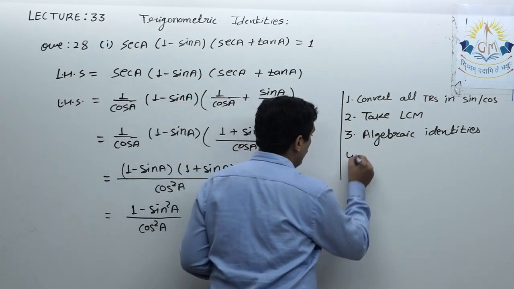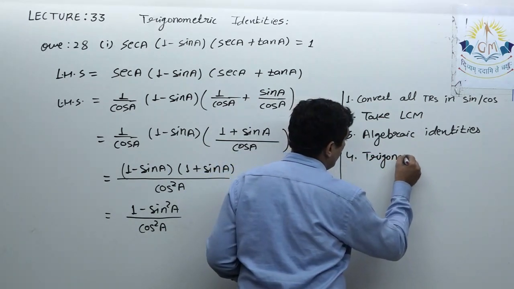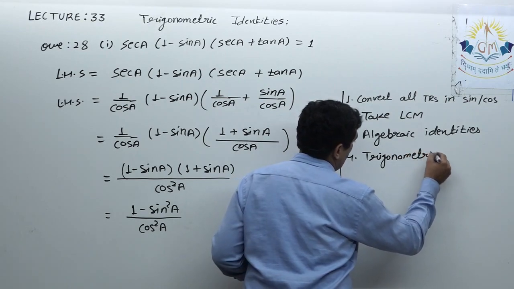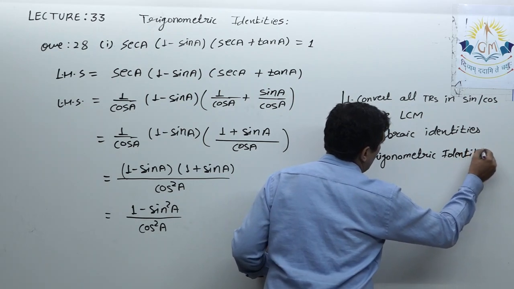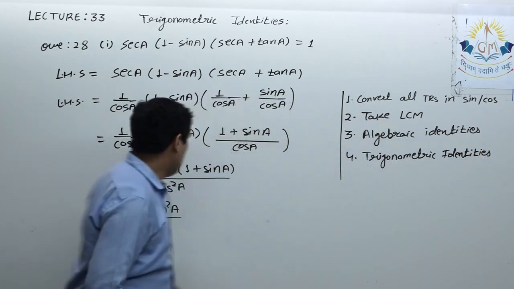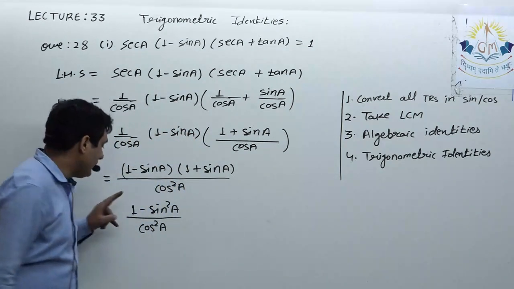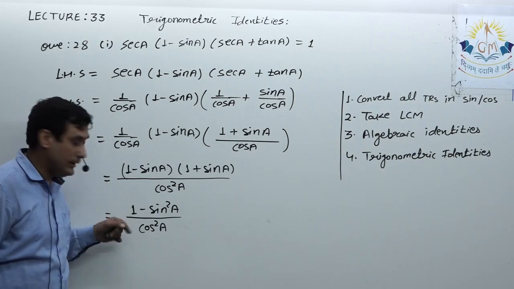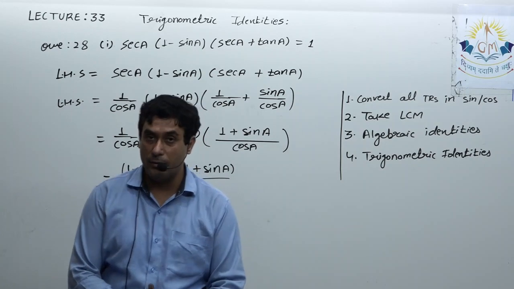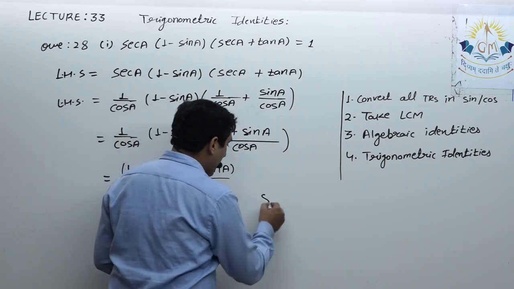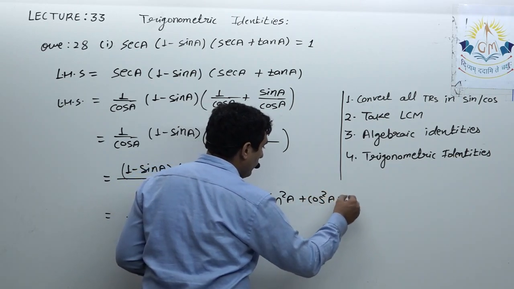Now fourth one, trigonometric identities. It is quite possible that we need some of the trigonometric identities. For example, here I need an identity. You may say that there isn't any identity that is 1 minus sine square A, but definitely we have the identity sine square A plus cos square A is equal to 1.